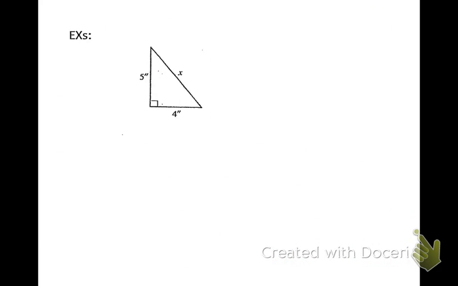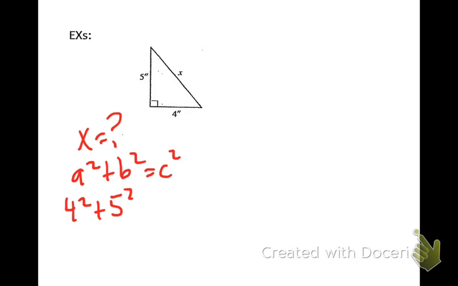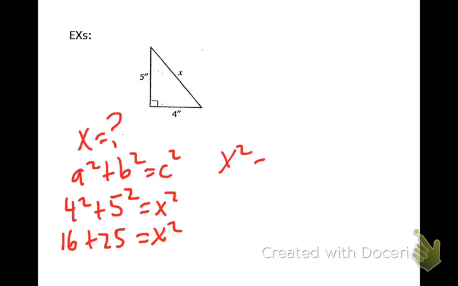Here's an example. We have to find x. So we write a squared plus b squared equals c squared. And we do 4 squared plus 5 squared equals x squared. So that's going to be 16 plus 25 equals x squared. So x squared equals 41. So then x equals approximately 6.4 inches.